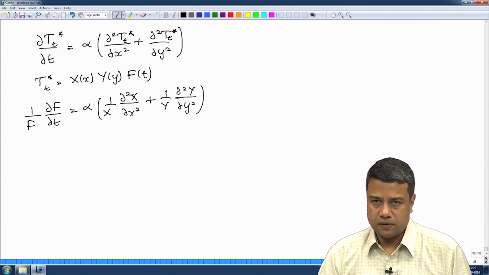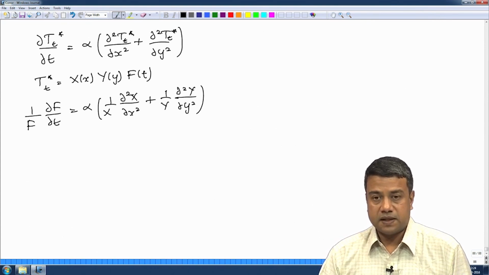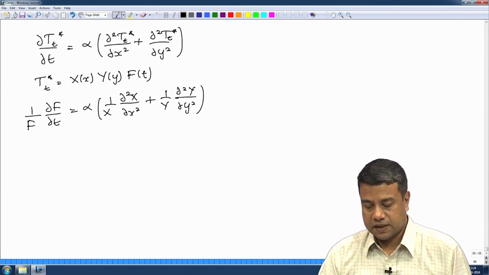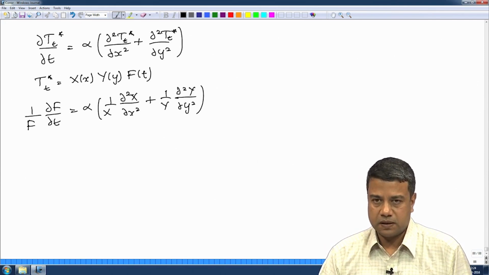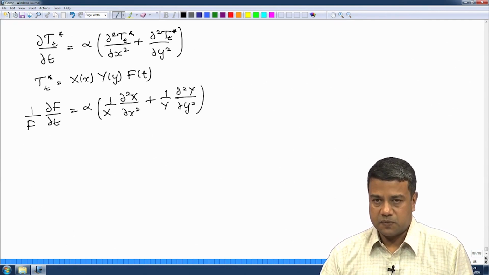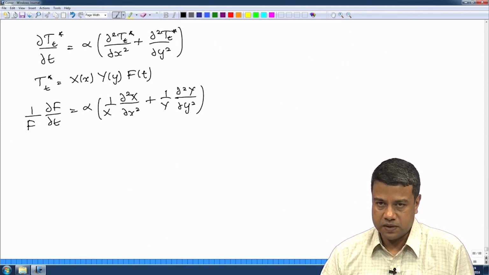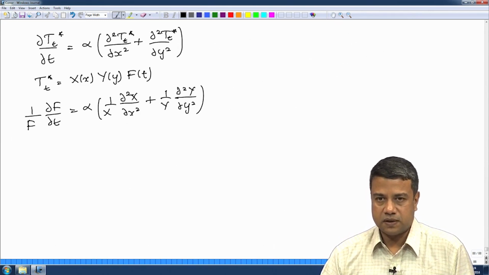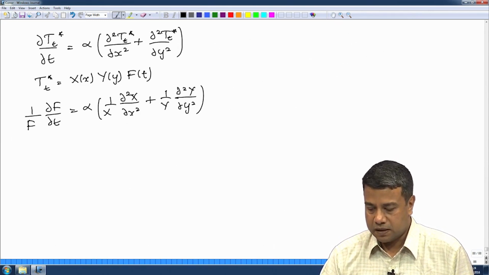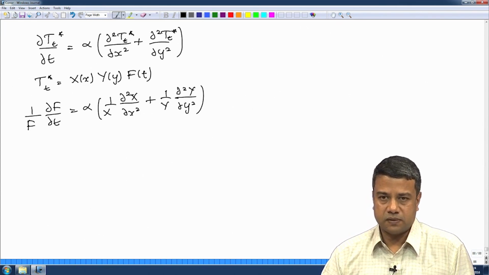The left side depends only on time. The first term on the right side depends only on x. The second term on the right side depends only on y. Therefore, all of these have to be constants. For the 2 terms on the right side, the spatial boundary conditions are homogeneous at x is equal to 0 and x is equal to Lx, and at y is equal to 0 and y is equal to Ly.